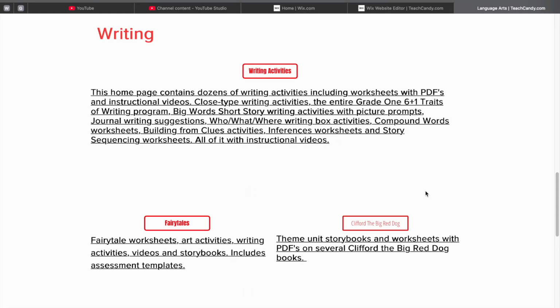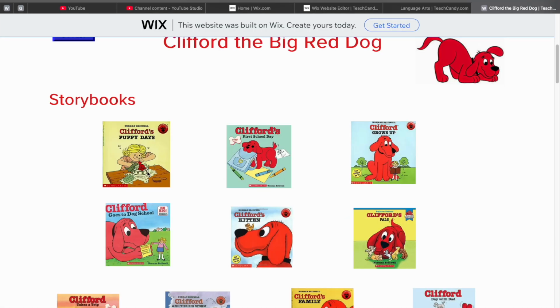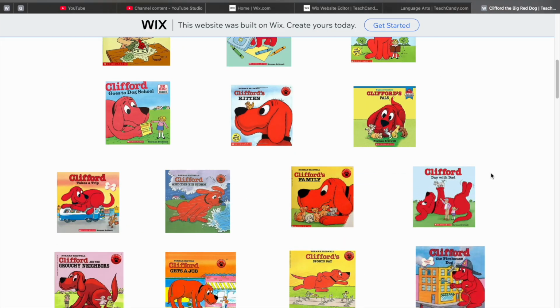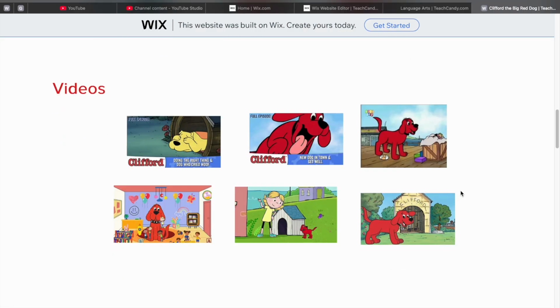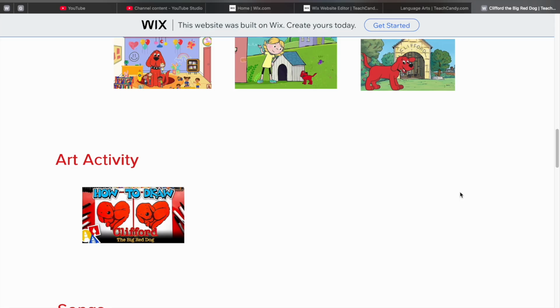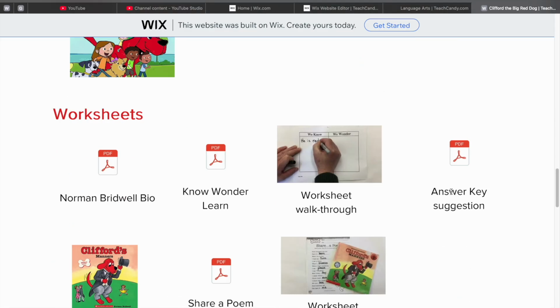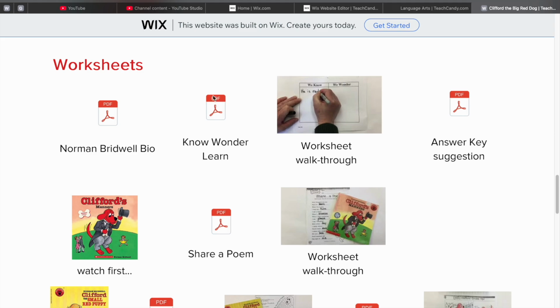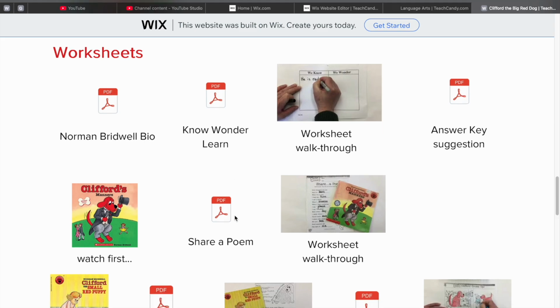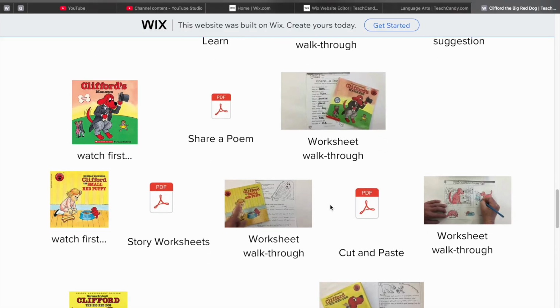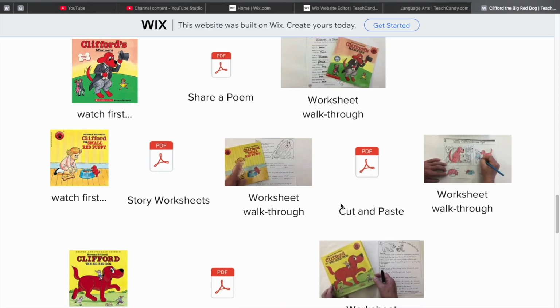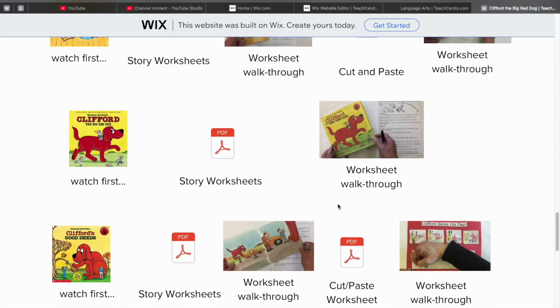And the other section left in the writing is some work on Clifford the Big Red Dog, sort of an author study or book study. And again, these are all linked to YouTube videos for each of these storybooks being read aloud. Some videos for Clifford, an art activity, song, and then again, worksheets where there's a PDF of the worksheet, a storybook that might go with the worksheet, and then a video of the actual walkthrough on the worksheet itself. So a Clifford author study.